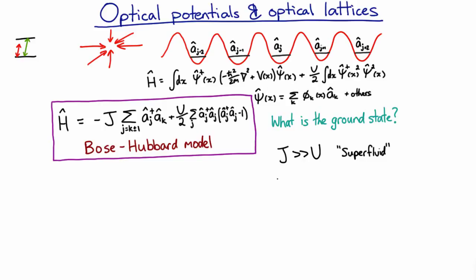And the other limit, of course, is where the nonlinear terms are really large. When that nonlinear term is dominant and the energy of each well goes up as n squared, it's not too hard to figure out what the ground state should look like.